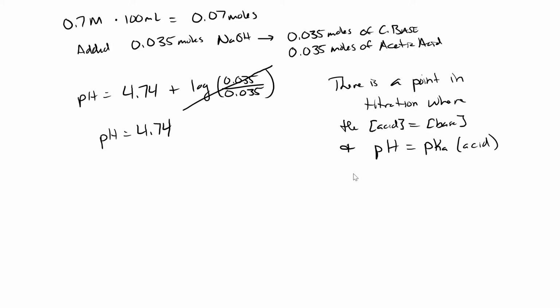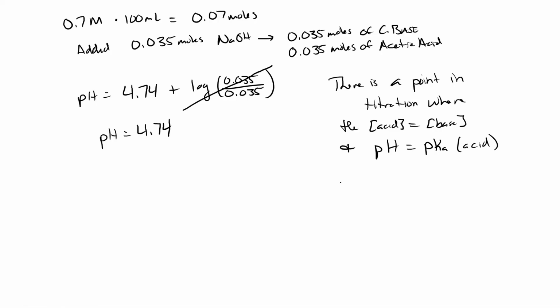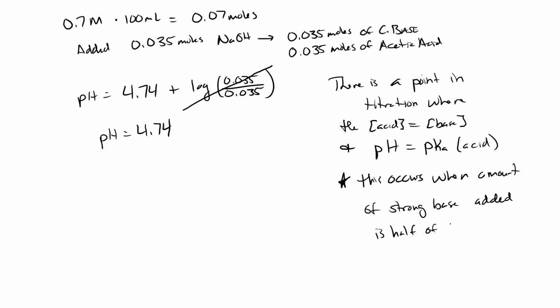So there's a point in titration where, and this occurs, I'm going to put a star on this, this occurs when the amount of strong base added is half of the amount of weak acid. Which kind of makes sense.